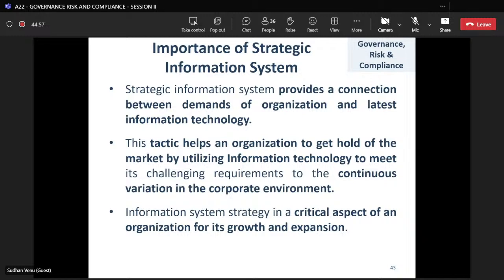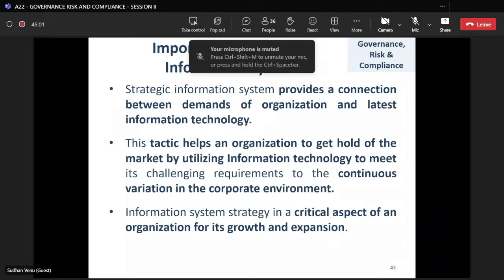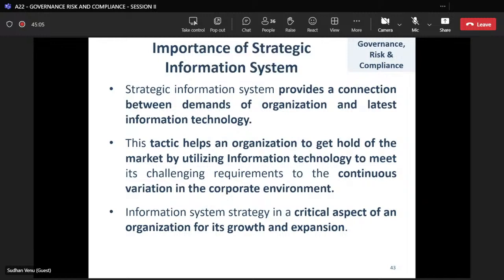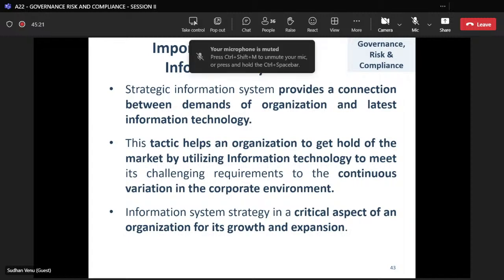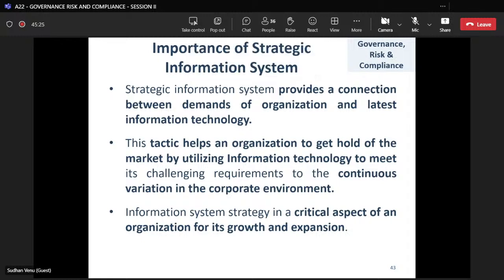the importance of strategic planning for information systems. We have discussed the previous ones, the information security governance, and we have seen the effective way, the importance, and the outcome. Similarly, we have the information system strategic plan, how the strategic plans work, what the phases are, and what the importance of the strategic plan is, which we are going to see now. It should provide the connection between the demand of the organization and the latest information technology.